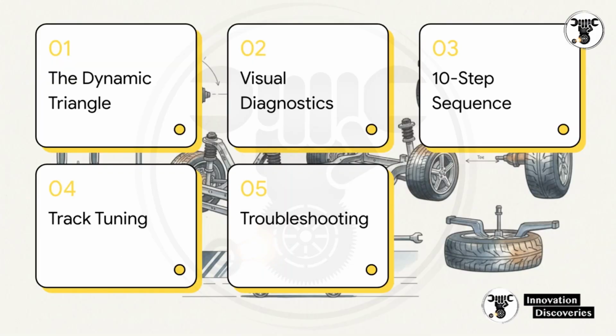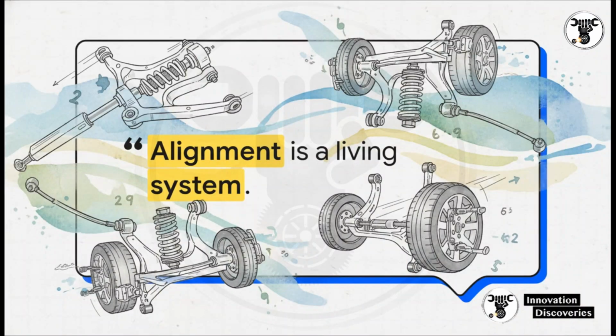So here's our game plan. We'll start with the dynamic triangle, then move into visual diagnostics. From there, we'll hit the definitive 10-step professional sequence, get into some advanced track tuning, and finish up with special troubleshooting. The source material kicks things off with this absolutely brilliant concept.